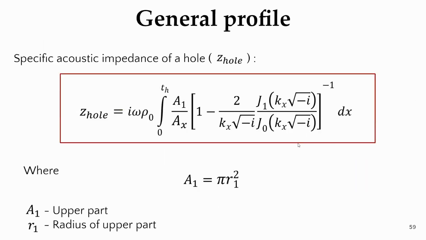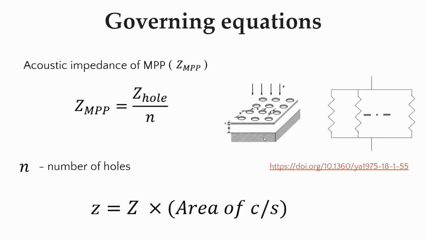Now, in all the three profiles, I have derived the specific acoustic impedance for the hole. Now we have to find the acoustic impedance for the whole MPP. We know the acoustic impedance of the MPP is basically the acoustic impedance of the hole divided by the number of holes. How this came: if you look at this, in between the microperforated panels, the pressure, basically, is a type of parallel connection in resistance. And also for each hole, the acoustic impedance is the same. And if you calculate it, we'll get the total resultant resistance equal to the individual resistance divided by n.